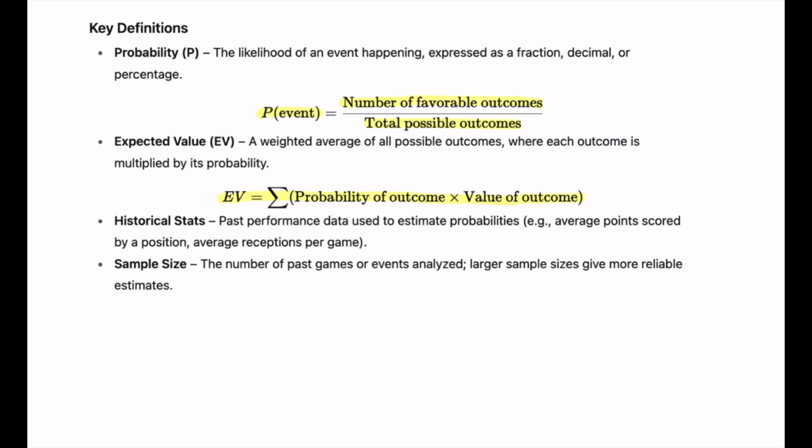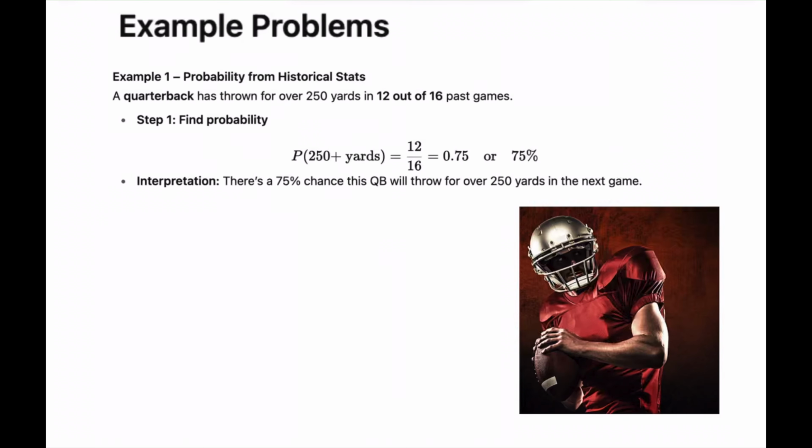Now we'll define our last two terms for our lesson. Number one being our historical statistics, or historical stats. Those are past performance data used to estimate probabilities. So examples of this are average points scored by position, average receptions per game. And our last term today is sample size. The number of past games or events analyzed is our sample size. And a key thing to note here is that larger sample sizes give more reliable estimates. So once you guys have these four terms in your notebook, we'll move on to some example problems.